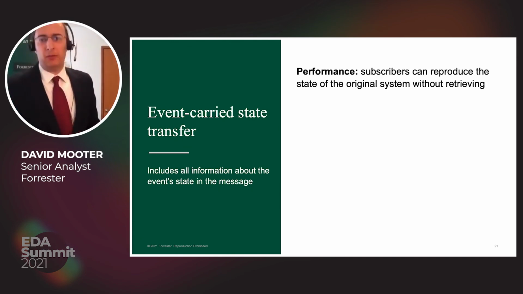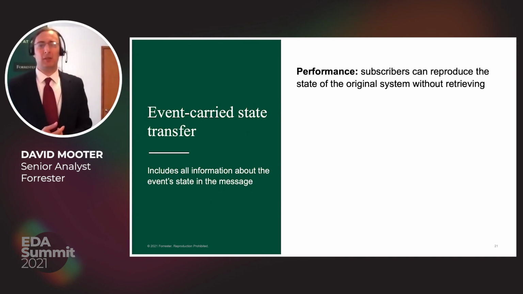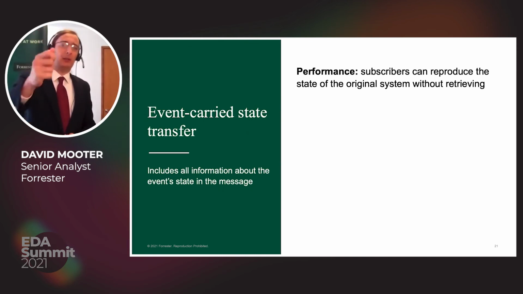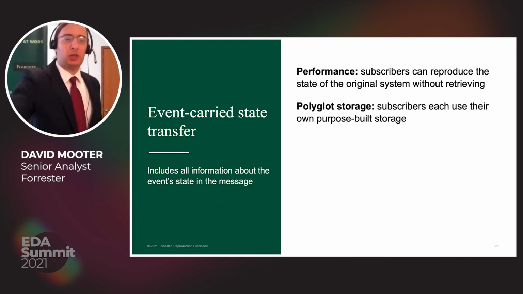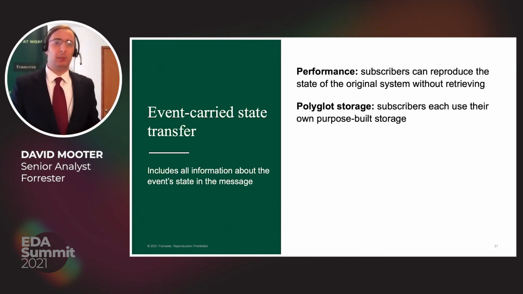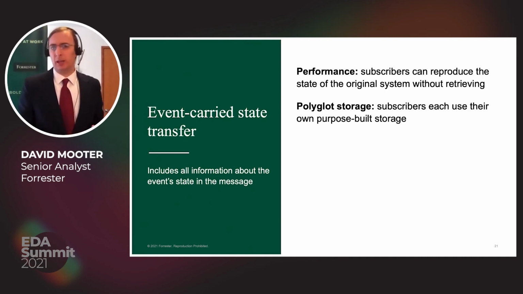So the benefit of this, or one of the benefits, is performance. Because it has all information about the state, subscribers can reproduce the state of the original system without going back to that system and doing a retrieval. They can cache that data locally. And because they're caching locally, the second benefit is polyglot storage. Each subscriber can use their own purpose-built storage. Maybe the source system is a relational database, but one of the subscribers would really benefit from a graph database or an object NoSQL store for whatever unique performance needs it has.